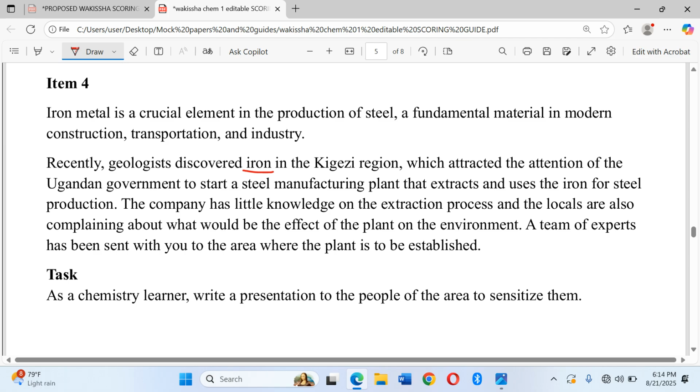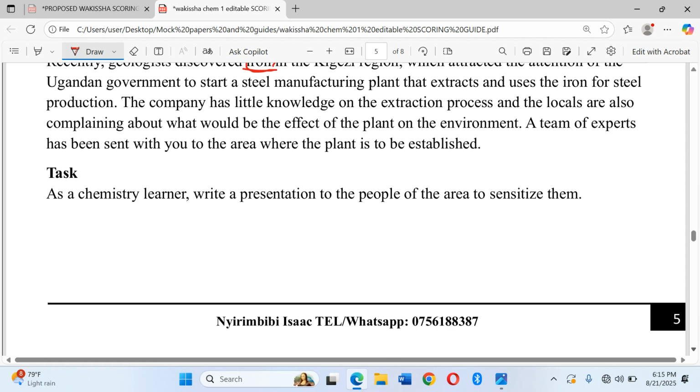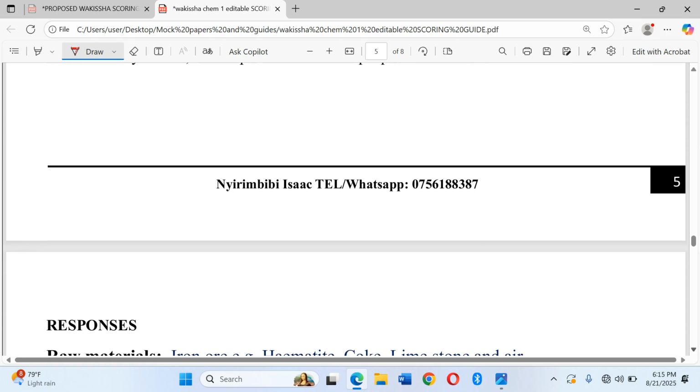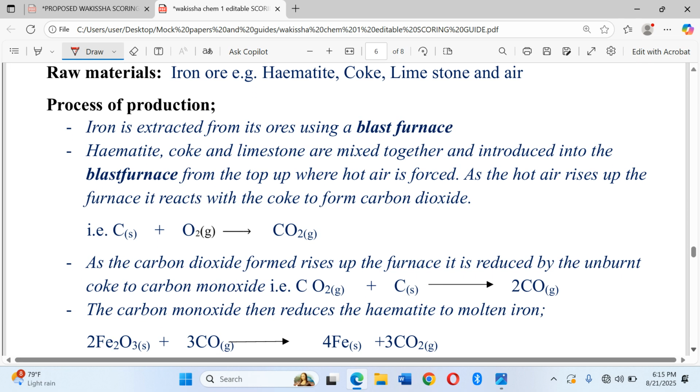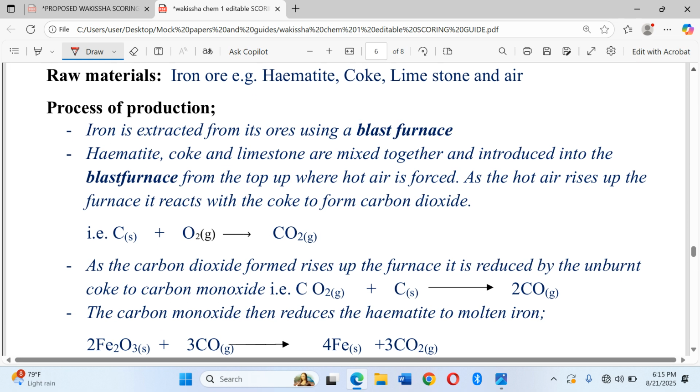So in simple terms, what do they want us to talk about? Manufacture of iron. And the whole thing will remain as we have been looking at item 3. Still, we look at the 4 things. So we shall not take much time. Instead, we shall go directly to our response. Let's look at the responses. And the responses, we start with our raw material.